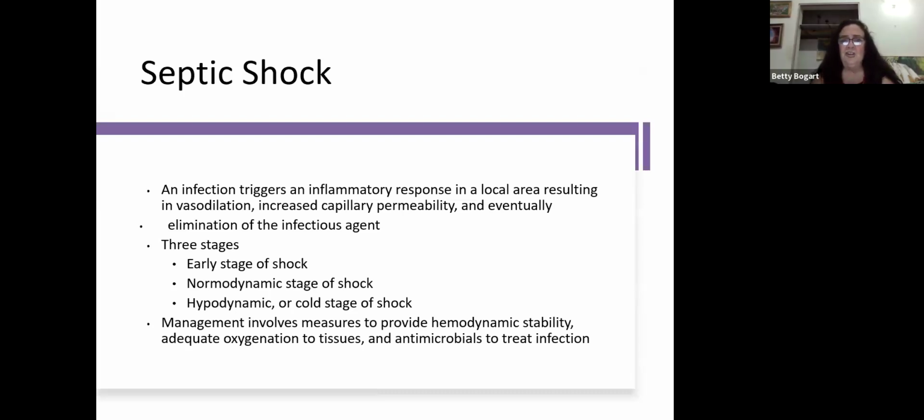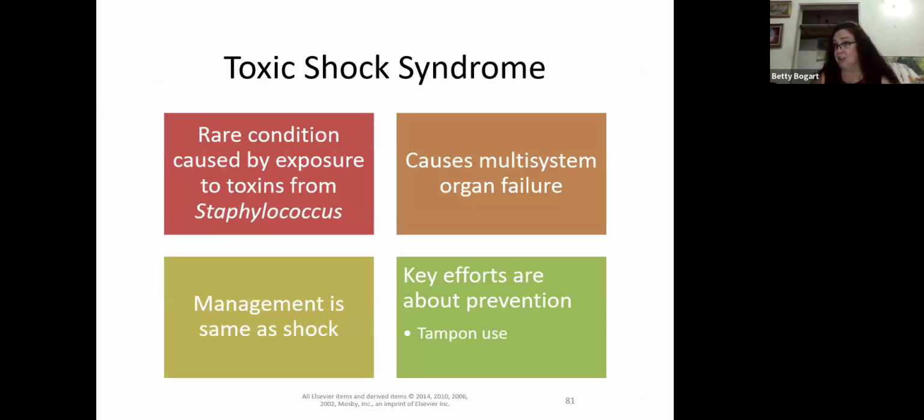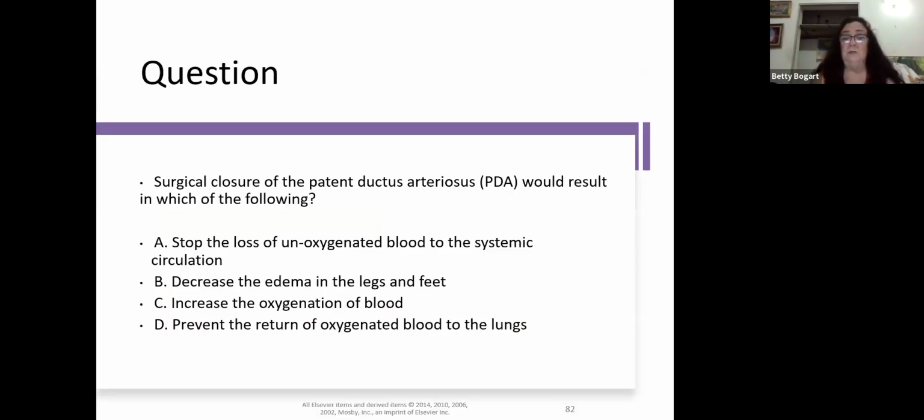Septic shock. Usually, what do we see? Early stages of shock, you're going to start seeing little periods of apnea and bradycardia, which get more and more and more prolonged. Toxic shock. This is the tampons in your adolescents, just to let them know.